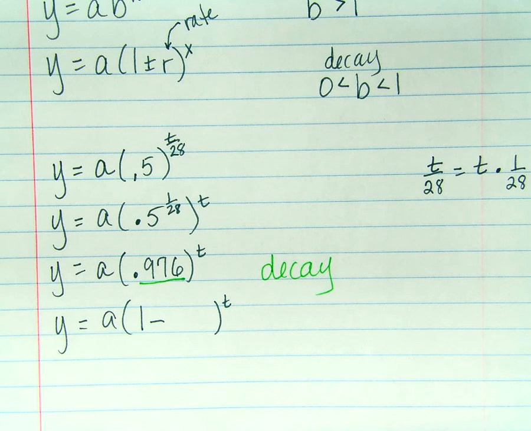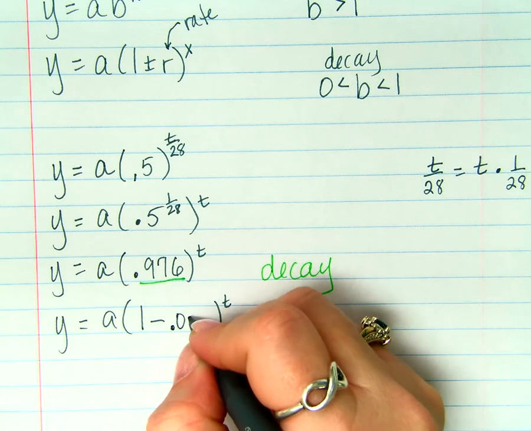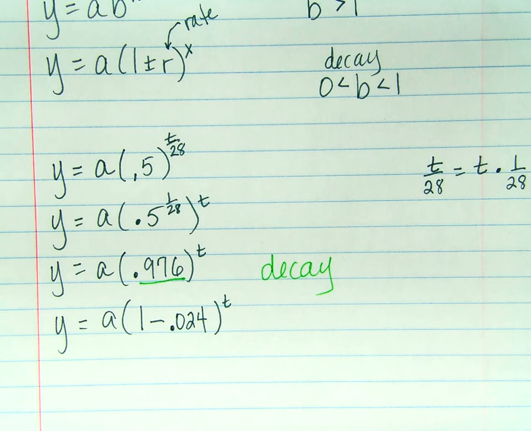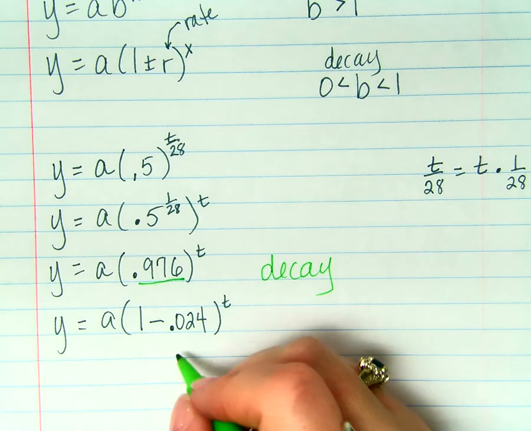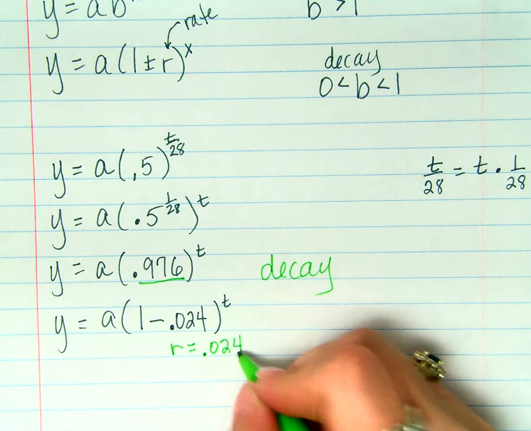How would you figure that out? Couldn't you subtract 1 minus 0.976 and see what's left over? Do it. Right? 0.024. So that tells me something else now. It tells me that my r is what? 0.024.